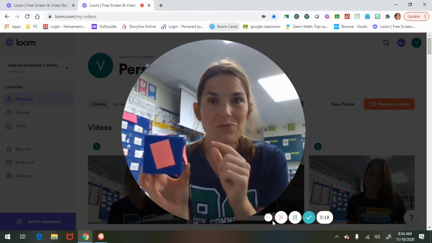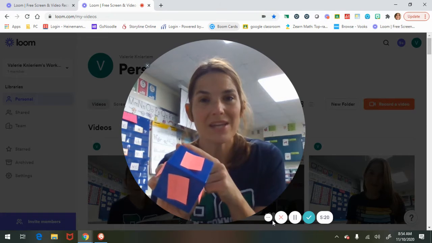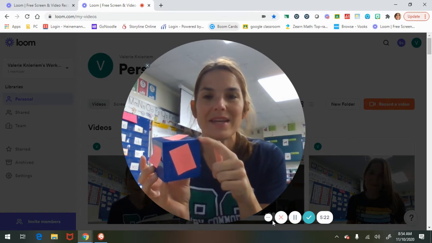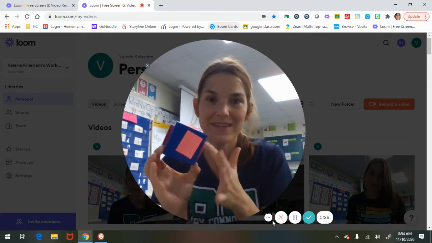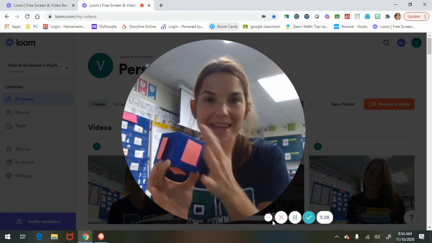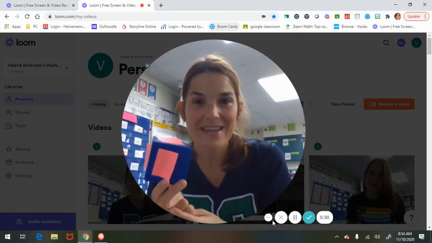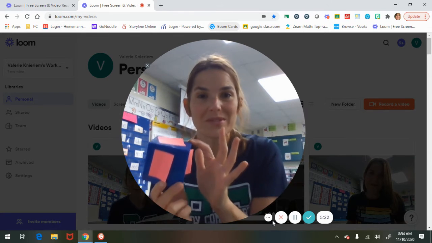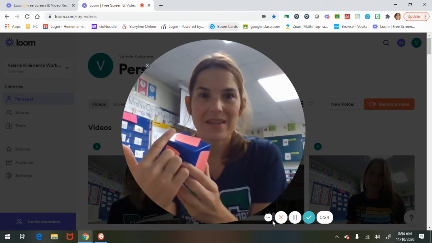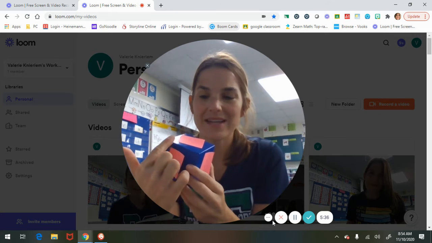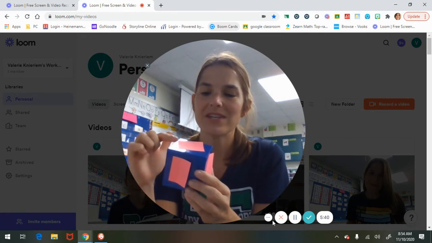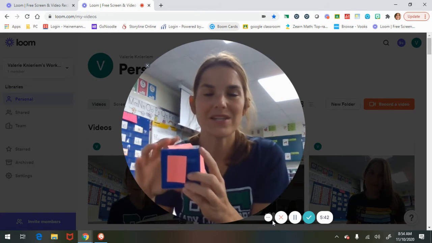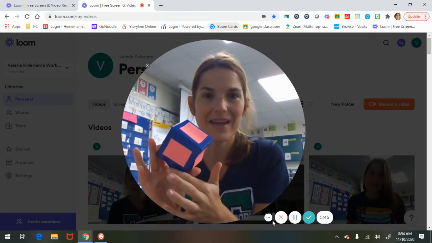Let's count the corners. Remember, corners are where 2 edges meet. There's 1, 2, 3, 4, 5, 6, 7, 8. So the cube has 8 corners. And the edges, the sides, it has a bunch of edges right here. Look at all of those edges. Whole bunch of them.